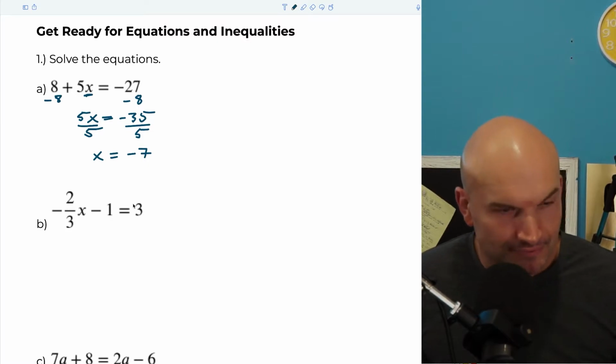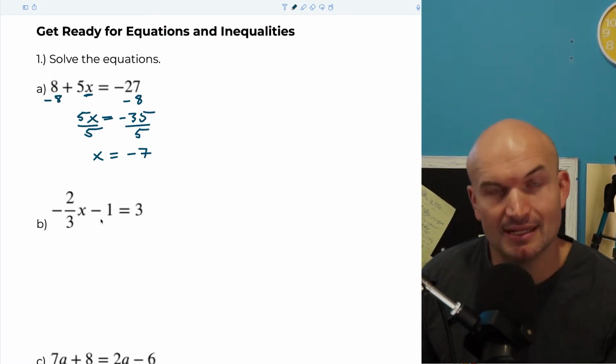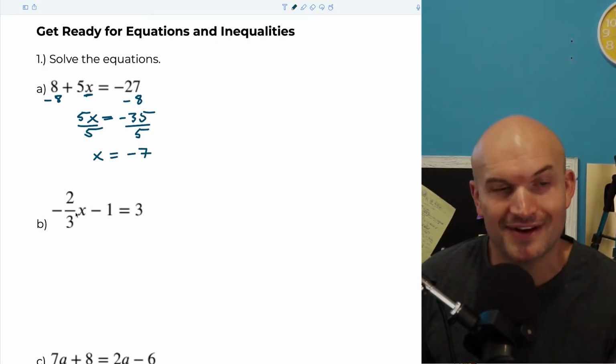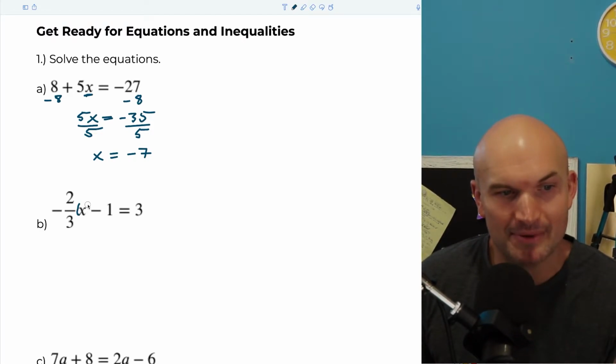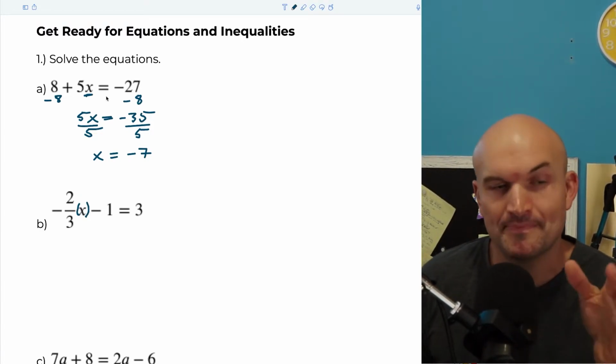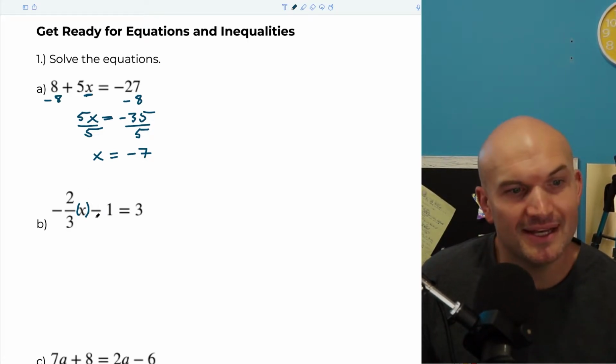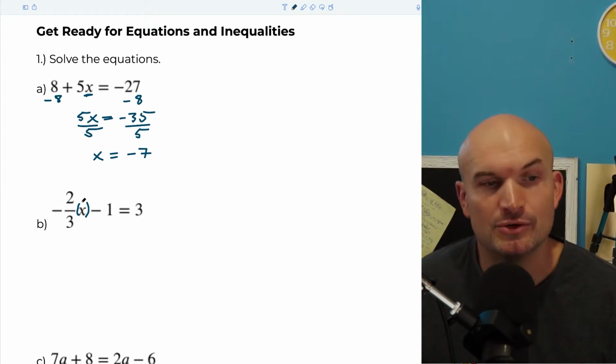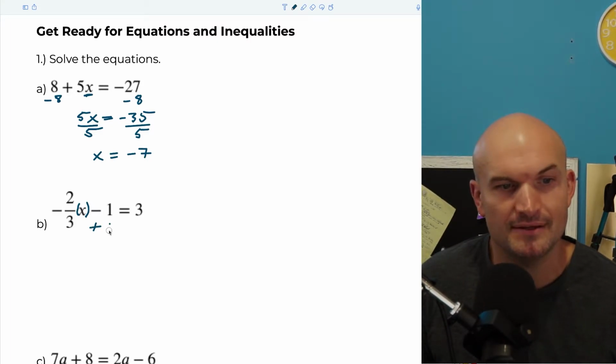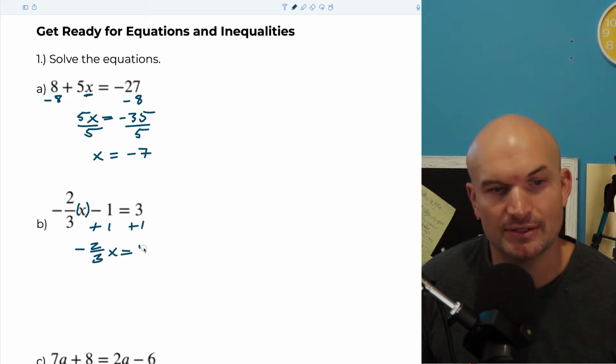Now in the next example, again, a lot of students will see fractions. They're like, I don't like fractions. But remember, what's really happening with this fraction? It's just being multiplied by the x, right? So like in the last example, we're going to do the exact same thing. First thing we're going to want to do is go ahead and undo addition and subtraction first. So I'm just going to add the 1 to both sides. So I have a negative 2/3 x is going to now equal 4.